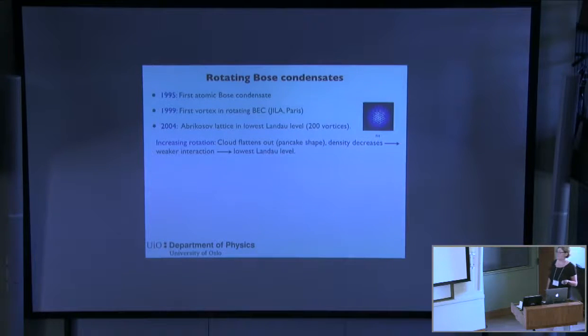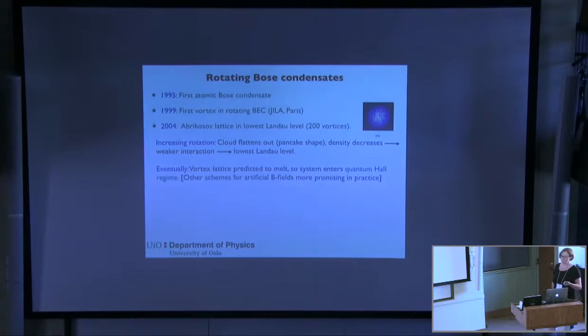What was discussed at the time was the qualitative picture that as you keep increasing rotation, your cloud would go more and more pancake or disc-shaped and more dilute, which means weaker interaction, and at some point one would reach the lowest Landau level. I'll say a few more words about this on the next slide if you happen to not have seen that connection. Then the next theoretical prediction was that at some point there will be a transition where the system enters a new regime where, instead of vortex lattices like this, one enters a regime where you can have strongly correlated states of the quantum Hall type.